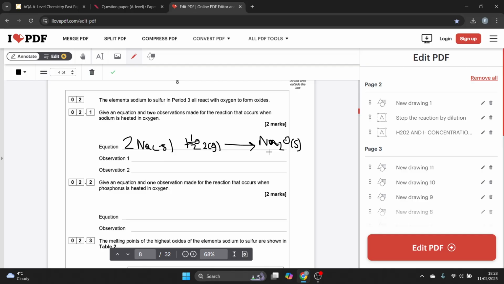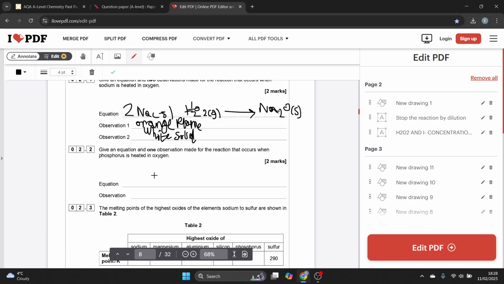Observation 1, observation 2. The orange flame, white solid. Given equation and observation when phosphorus is heated in oxygen. Now this is a classic equation that they always love to ask, so if any, I would memorize definitely this one. The observation: white flame.